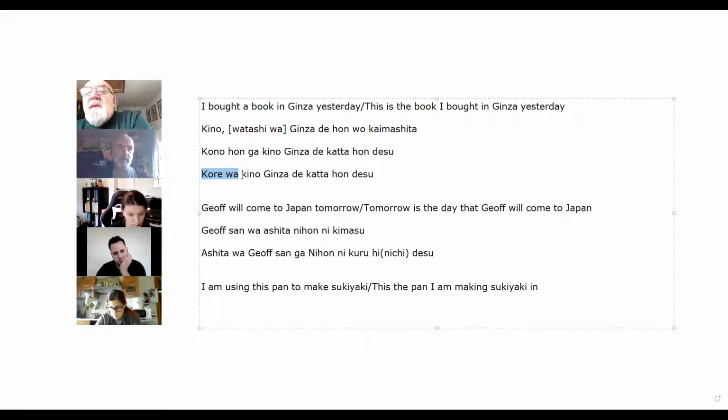With the book example, we had korewa because we had an object, but how would we do that with things like days of the week or dates? We'd have to say tomorrow, or we could, for example, say here, 29日は, so on the 29th is the day that Jeff will come to Japan. Okay, how about this last one here then?